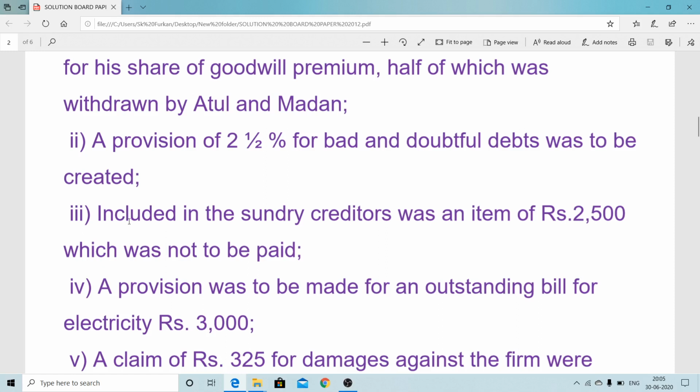Now the next adjustment: sundry creditors related to suppliers, rupees 2,500 is not likely to be paid. That means the creditors balance decreases. It is our benefit, so it will come on the credit side of the revaluation: creditor account debit to revaluation account, decrease of liability.